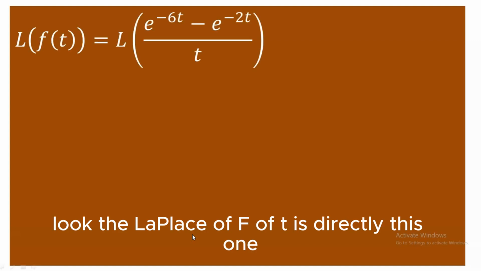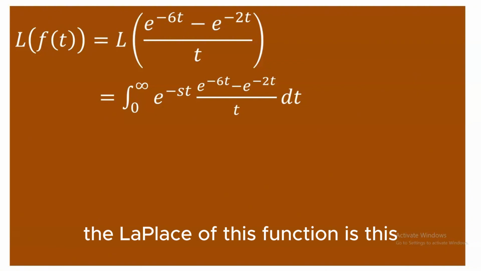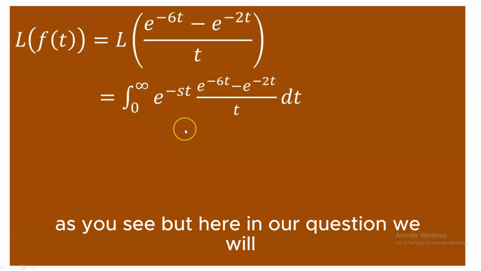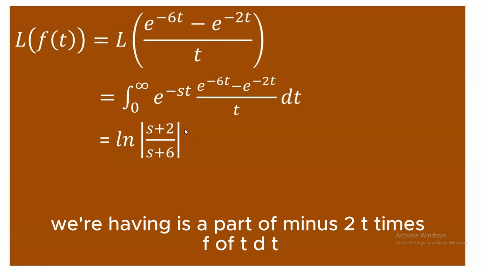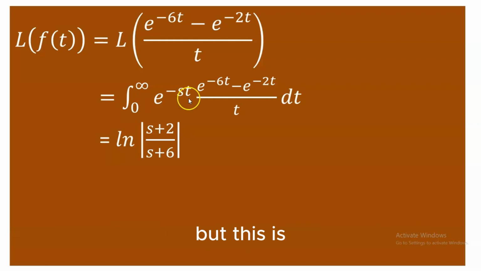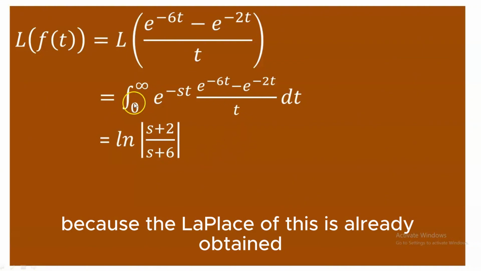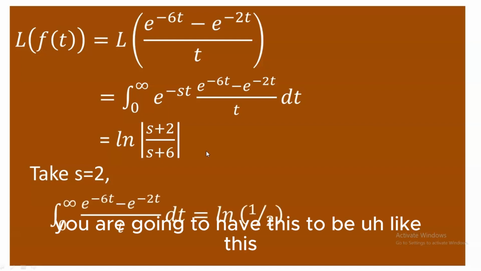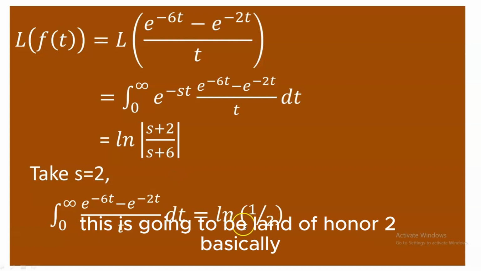Look, the Laplace of f of t is directly this one, because of the function we were having for f of t. And by definition, the Laplace of this function is the integral of e to the power of minus st times f of t dt, as you see. But here in our question, we have e to the power of minus 2t times f of t dt. But this is already determined as ln of s plus 2 over s plus 6, because the Laplace of this is already obtained from the previous slide. So when you take s to be 2, this is going to be ln of 1 over 2.